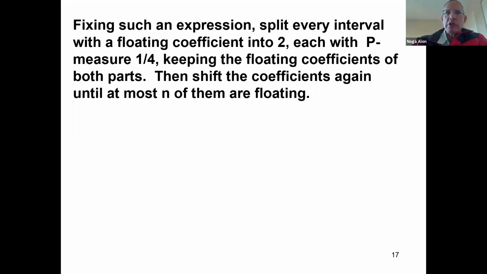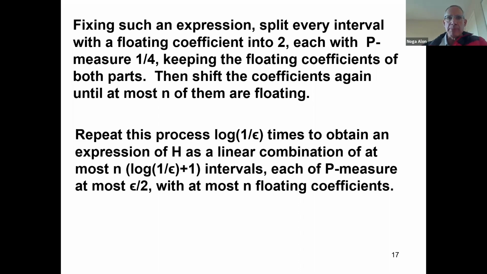And then each floating coefficient, we take the interval and we split it into two equal parts. Remember that the interval had a total measure of half. Now we split it into two intervals, each having a total measure of a quarter. And we keep the same floating coefficient for both parts. So still the linear combination gives h. And now we can shift the coefficients again, because now we will have again 2n floating coefficients, because each one was split into two. And then we'll shift them again until at most n of them are floating. And we'll keep doing it.